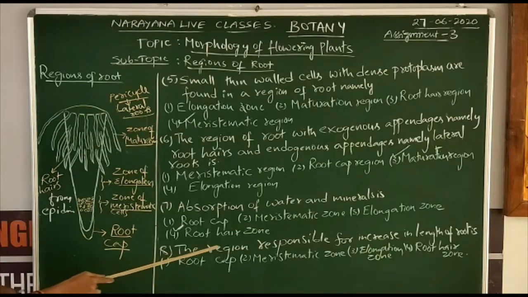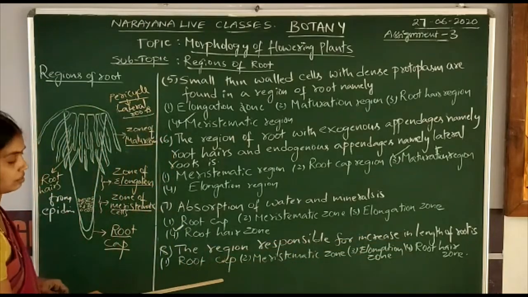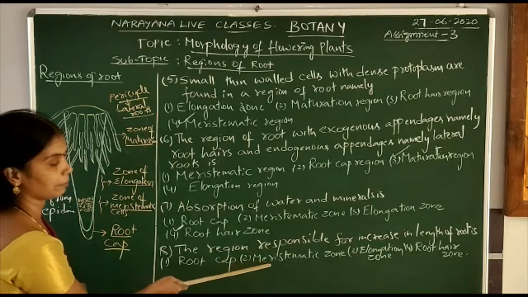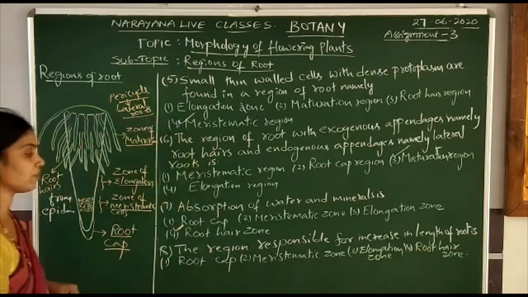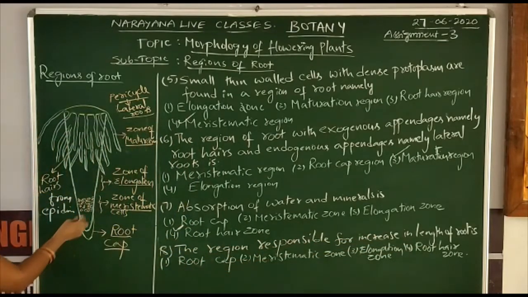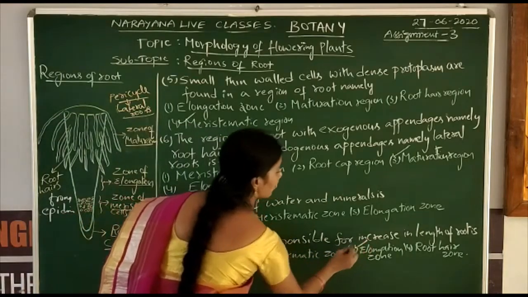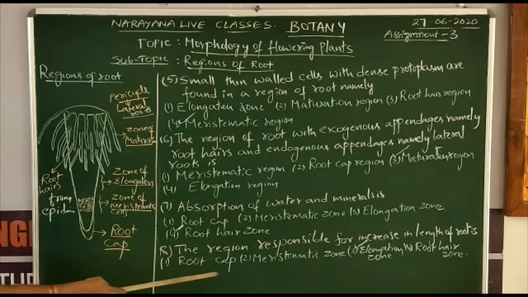The next question. The region responsible for increase in length of root is. First option root cap, second meristematic zone, third elongation zone, fourth root hair zone. So here they are asking about increase in length. So due to meristematic activity here, you can see increase in length of the root, that is in zone of elongation. So increase in length of root is due to zone of elongation. So correct option is third option.